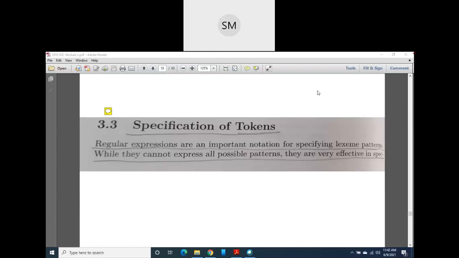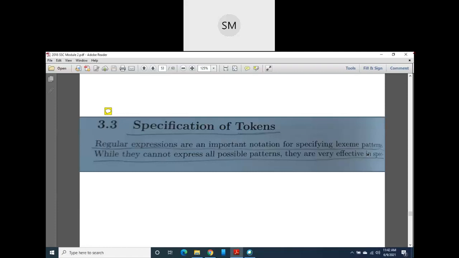Right? So these are the patterns. To write and represent these patterns, we use regular expressions. Regular expressions are very helpful for representing our patterns. Then our lexemes will match these patterns, and after matching, these lexemes will be converted into tokens.